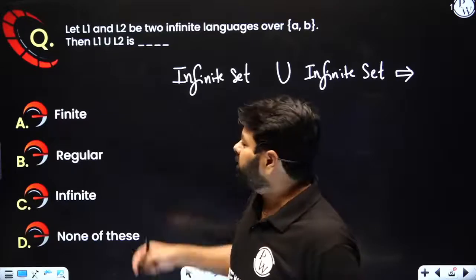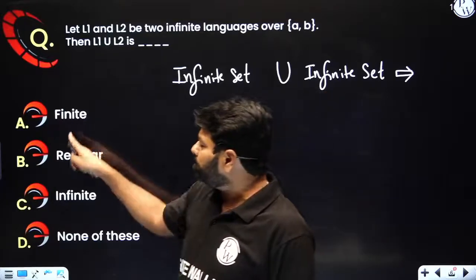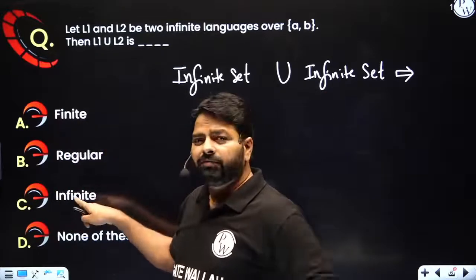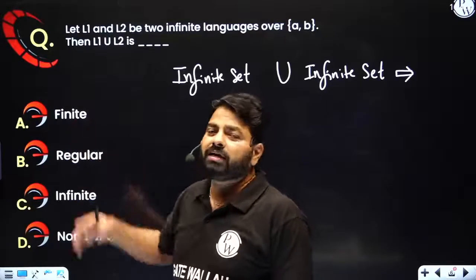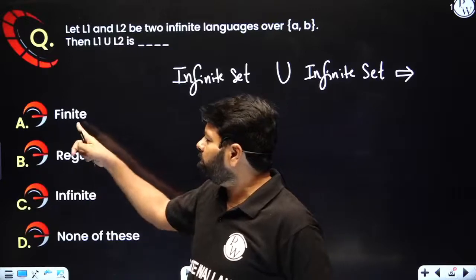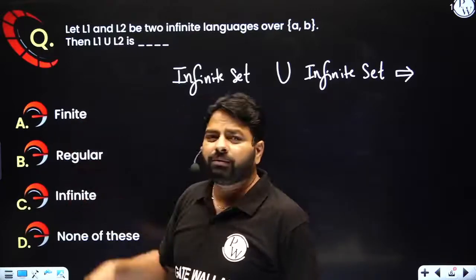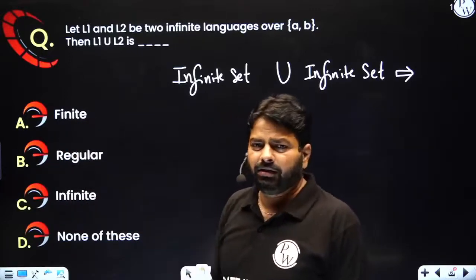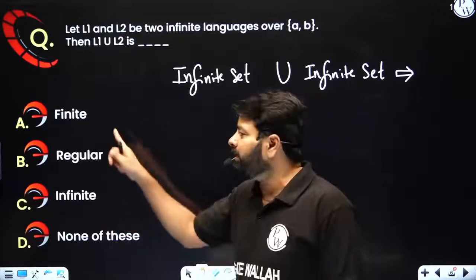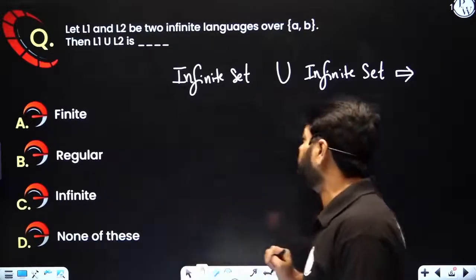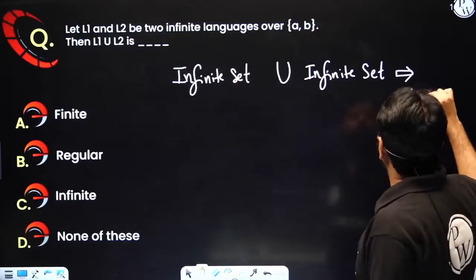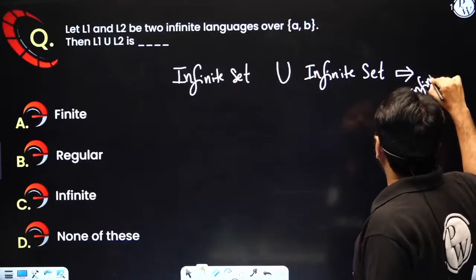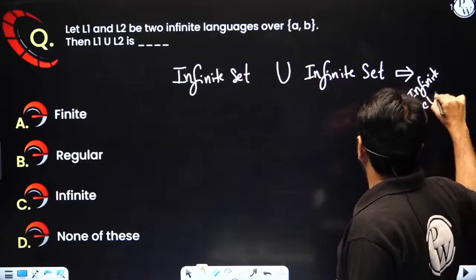Okay, so it's very important. These two are completely opposite statements. If the result is finite, it can never be infinite. If the result is infinite, obviously it can never be finite. So there is no doubt about it. Finite and infinite cannot both be the answer at the same time. Infinite union infinite, what is the answer? Infinite. The result is definitely an infinite set.